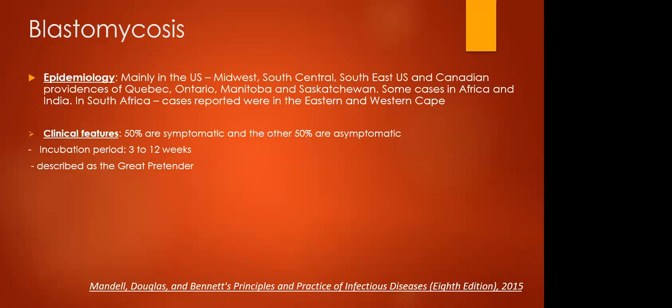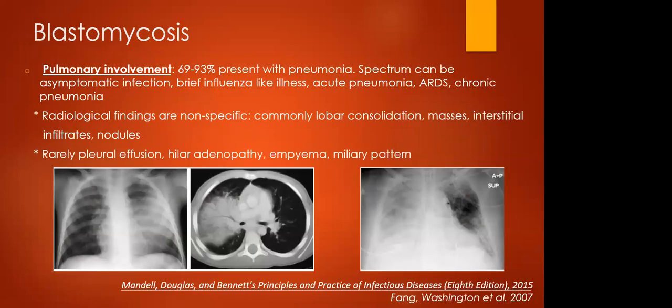The clinical features here are quite interesting, that 50% of patients can be symptomatic and the other 50% are often asymptomatic. And the incubation period for this is 3 to 12 weeks. And it's been described in the literature as being the great pretender. So if we think back to how we acquire endemic mycosis, first is either through traumatic inoculation, so you have cutaneous manifestations, or inhalation of the conidia, so you have pulmonary manifestations. So all the endemic mycoses will have pulmonary involvement as well as cutaneous findings.